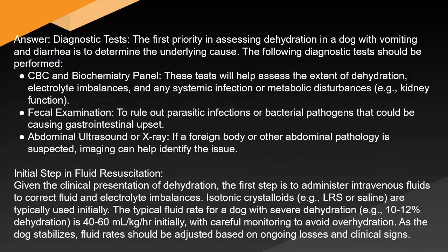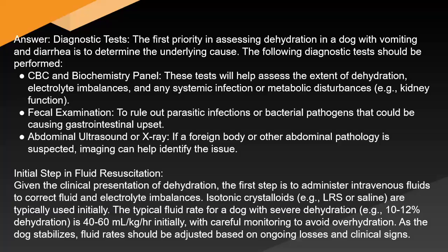Answer: diagnostic tests. The first priority in assessing dehydration in a dog with vomiting and diarrhea is to determine the underlying cause. The following diagnostic tests should be performed. CBC and biochemistry panel: these tests will help assess the extent of dehydration, electrolyte imbalances, and any systemic infection or metabolic disturbances, e.g. kidney function. Fecal examination, to rule out parasitic infections or bacterial pathogens that could be causing gastrointestinal upset. Abdominal ultrasound or X-ray: if a foreign body or other abdominal pathology is suspected, imaging can help identify the issue.